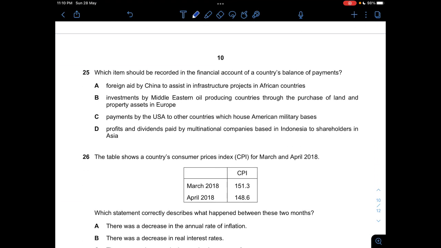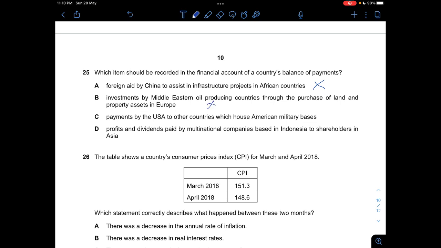Question 25, which item should be recorded in the financial account of a country's balance of payments? This is not in the current syllabus, but it's in the previous syllabus, but we'll do it anyways. So A, it says foreign aid by China to assist in infrastructure projects, which is not under financial account. B, it says investments by Middle Eastern oil producing countries through the purchase of land and property assets in Europe, so that's under financial account because it's investments.